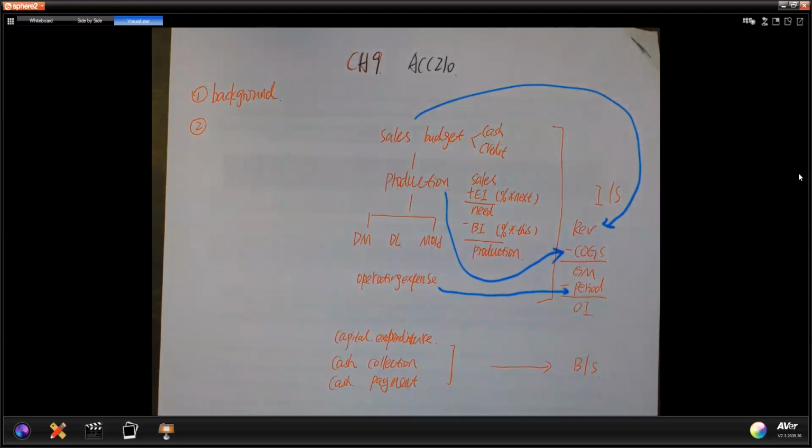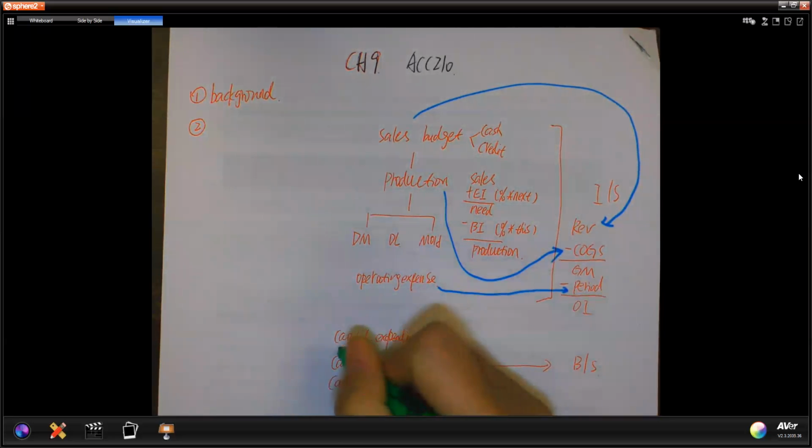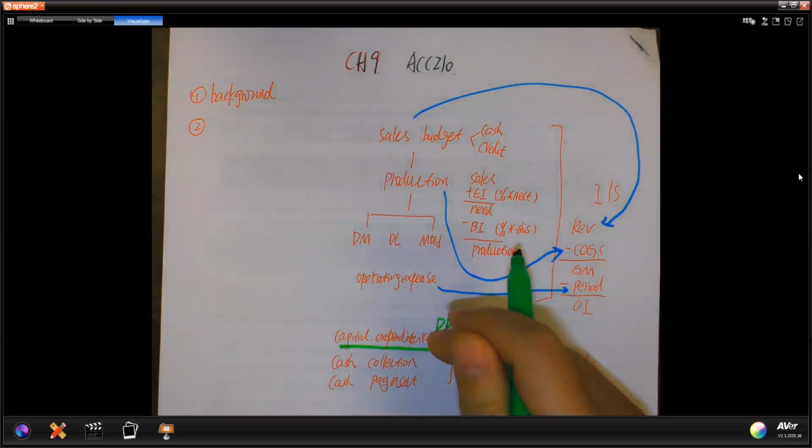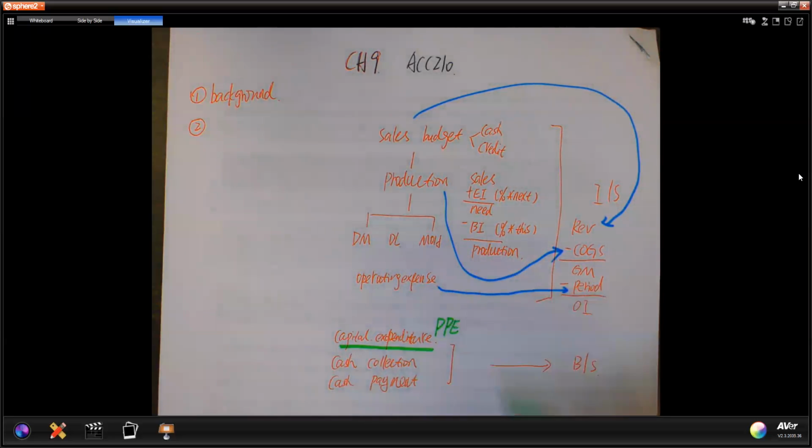What is important, capital expenditure, we said what is called capital expenditure is only your long-term assets. So you have your property, plant, and equipment, right? PPE, long-term assets. Inventory or cash or whatever short-term assets, they are not part of your capital expenditure budget. Cash collection and cash payment, definitely you will be tested on those two parts.